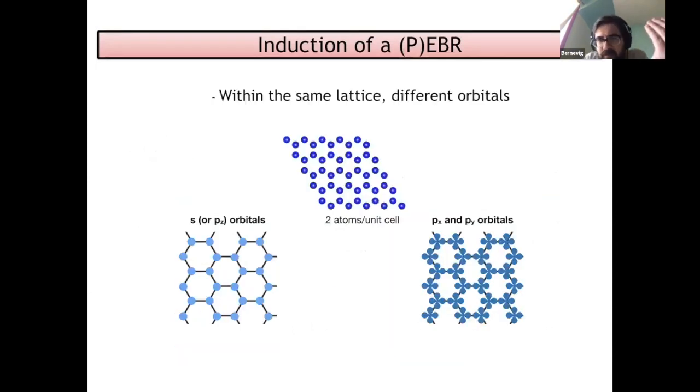And then within the same lattice, we can have different orbitals at different lattice sites. So for example, if I pick the graphene or the hexagonal unit cell, I can have S or PZ orbitals, or I can have PX and PY orbitals that are relevant or that are sort of close to the Fermi level. And these will give you different band structures, but they're all given by symmetry considerations.